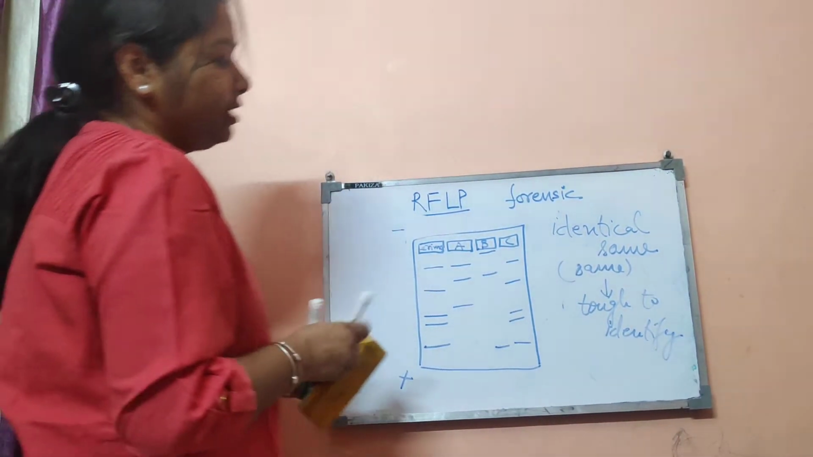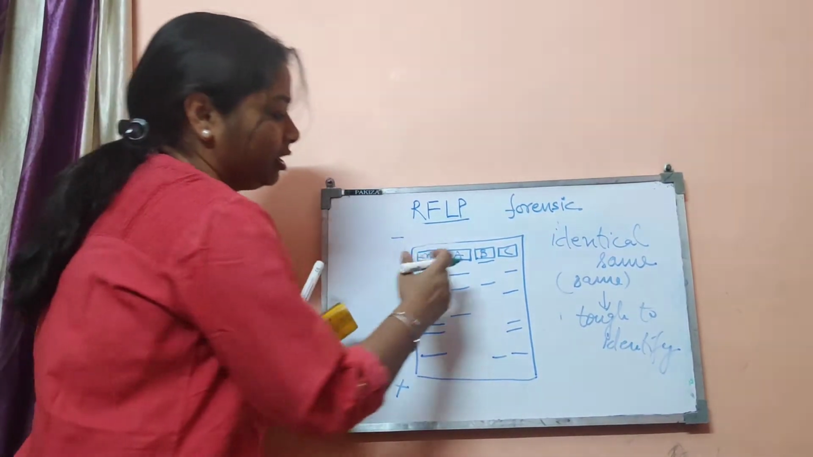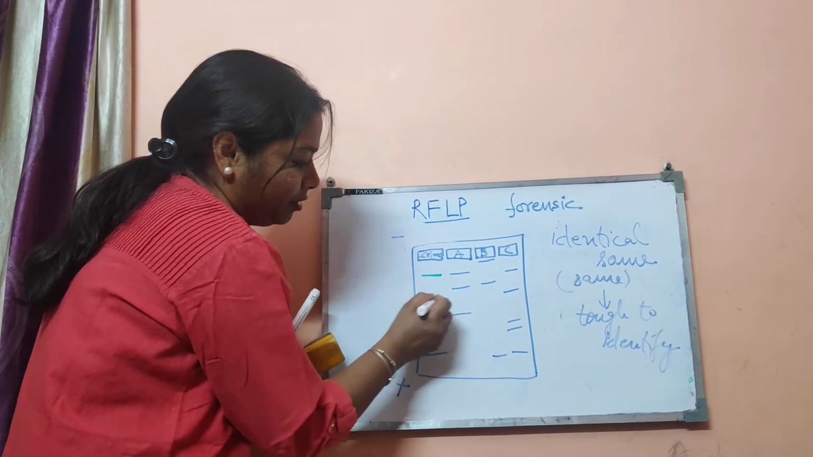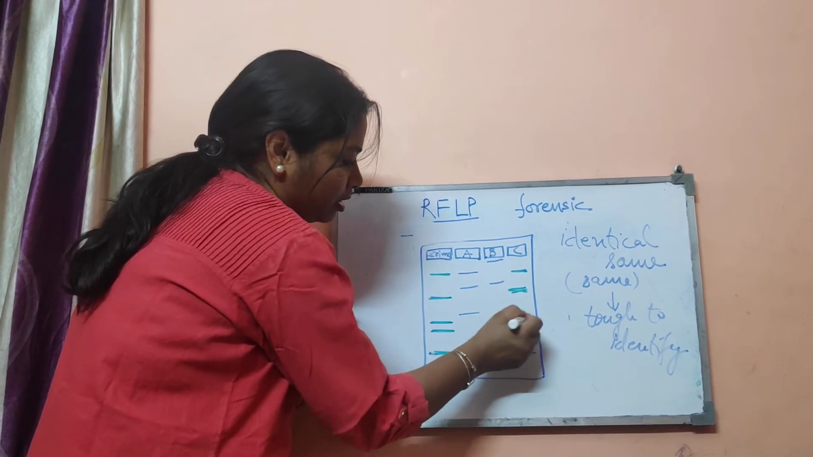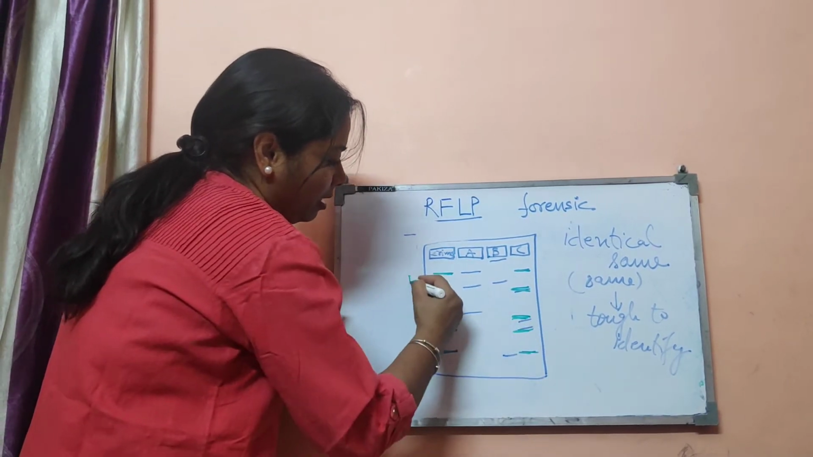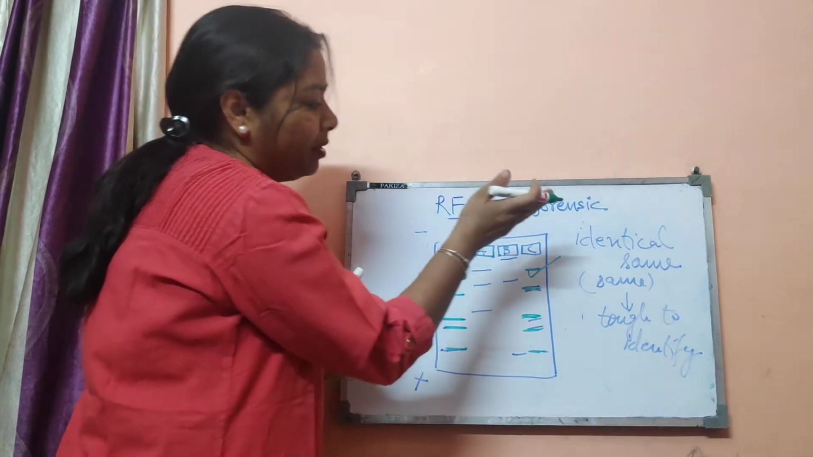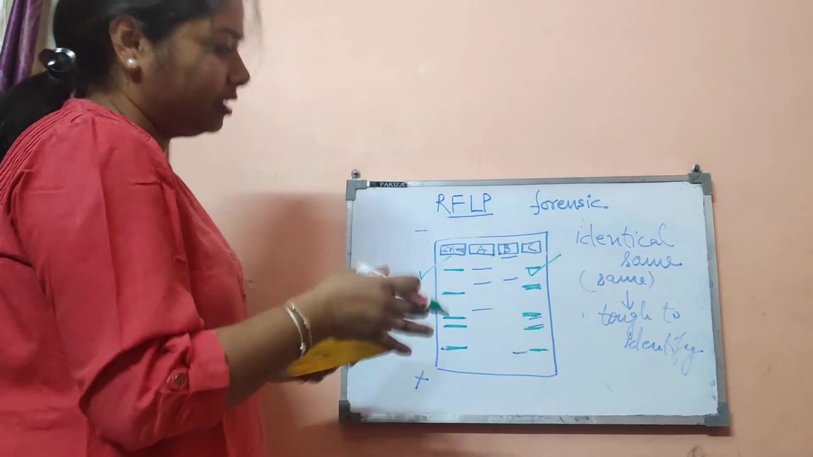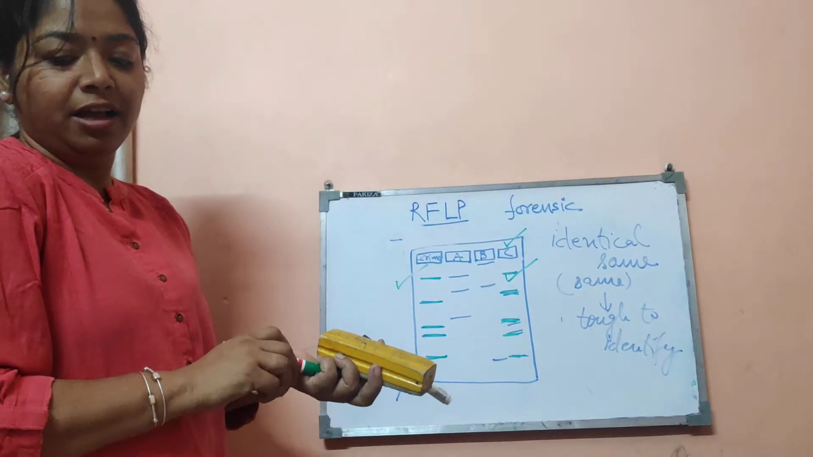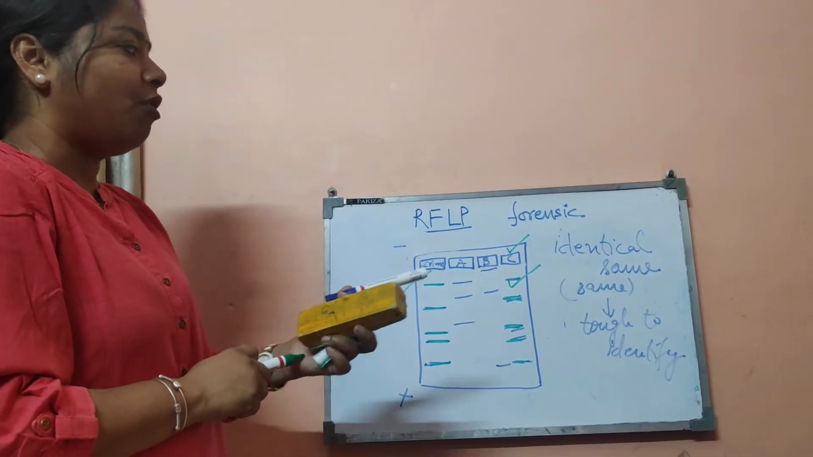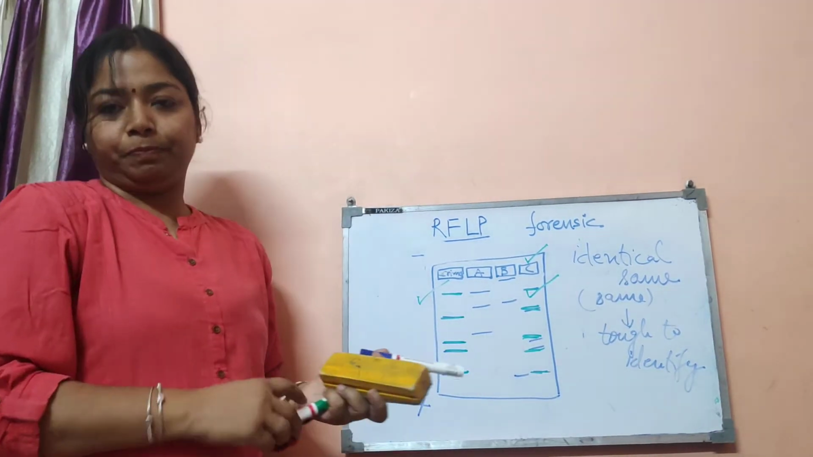And in this case, we can easily identify who is the criminal from the 3 suspects. This is the DNA which we got from the crime scene, and this is the suspect, and there is a similar banding pattern between these DNA fragments, and thus we can say that suspect C is the criminal. This is all about DNA fingerprinting or RFLP.